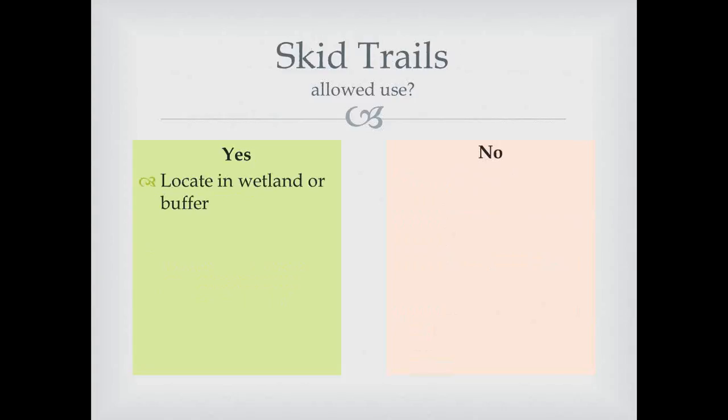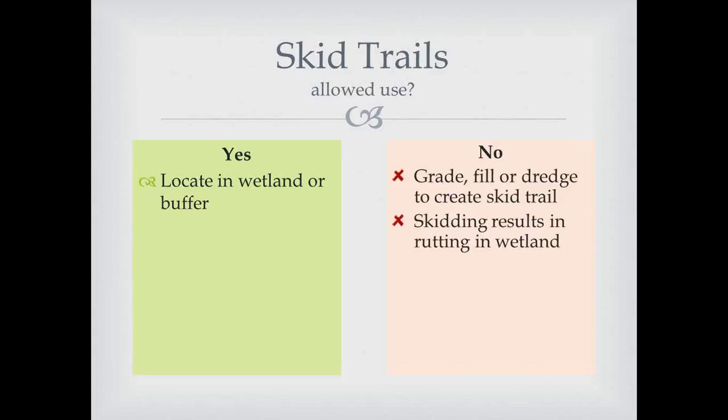Skid trails, what is considered allowed use? You can locate those both in the wetland and the buffer zone. If you have to do substantial grading, filling, or dredging to create the skid trail, or your skid trail results in substantial dredging, that's something that is not considered allowed use. So if you have excessive rutting from the activity, that could be considered a violation.